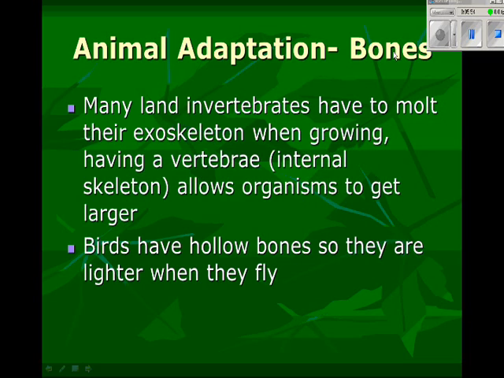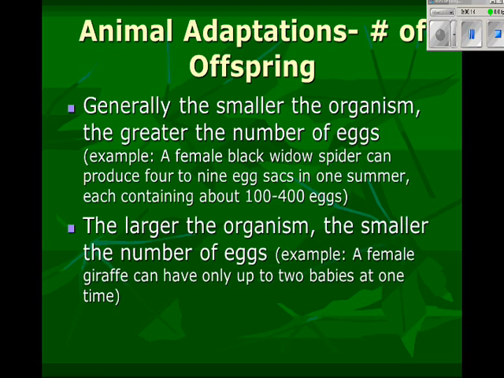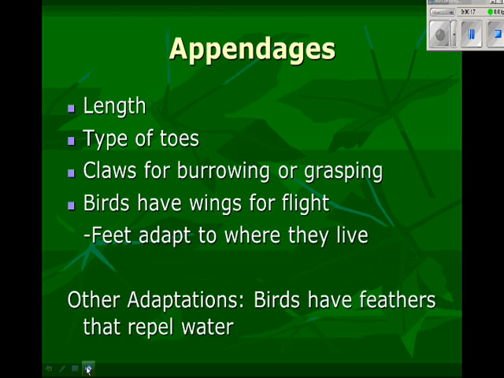Animal adaptations such as bones. Many land invertebrates have to molt their exoskeleton when growing, but having vertebrae and an internal skeleton allows an organism to get larger. Birds also have hollow bones, so they are lighter when they fly. Appendages, such as the length, the type of toes they have, claws for burrowing or grasping, and birds have wings for flight, and feet adapt to where they live. Other adaptations: birds have feathers that repel water.